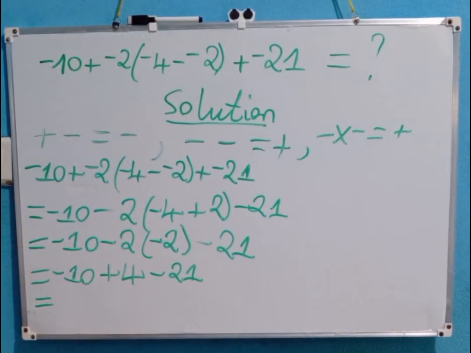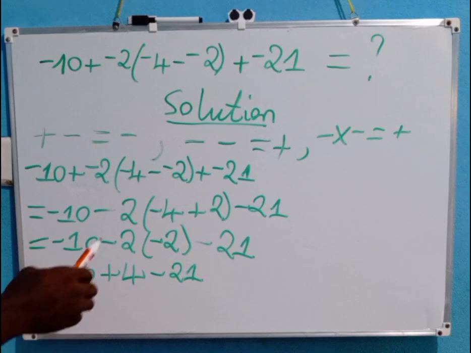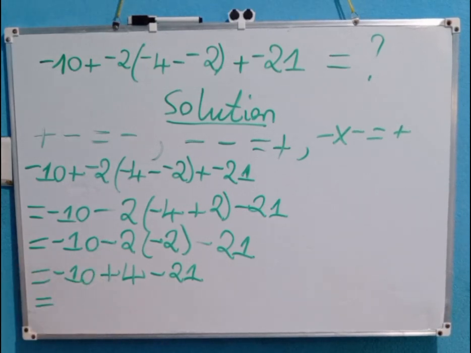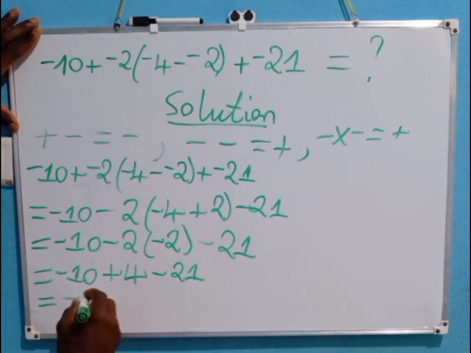This will simply be equal to negative 10 plus 4. You'll see the two numbers have different signs. Ignoring their signs, 10 is bigger than 4. We subtract 4 from 10, which gives us 6. To get the result of adding negative 10 with 4, we attach a negative sign to 6. So this will give us negative 6, minus 21.